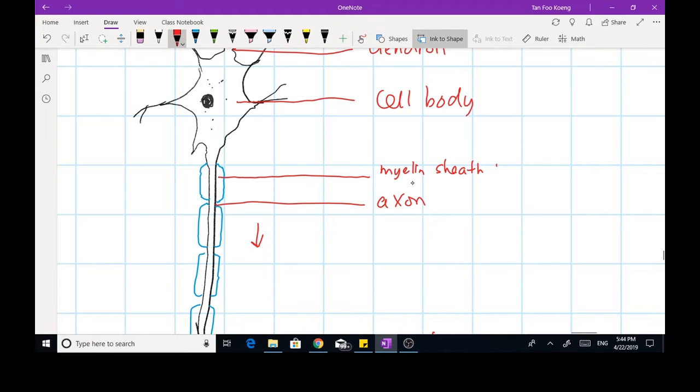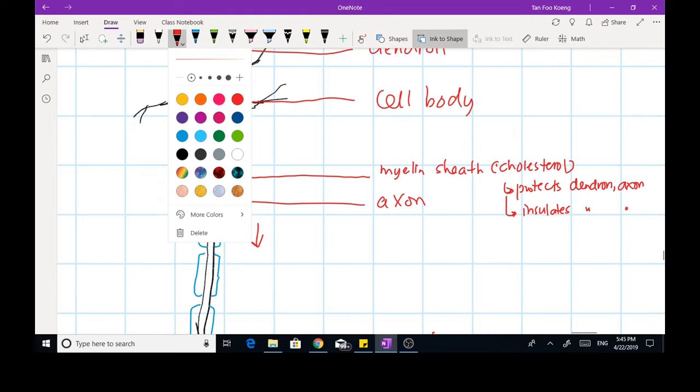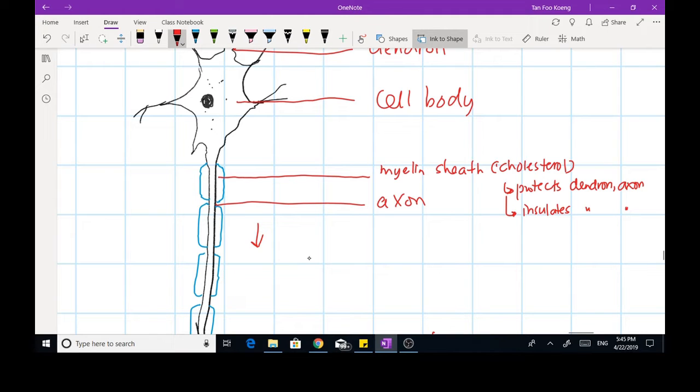Now, the myelin sheath is actually cholesterol. Now it gives protection. Number one, it protects the dendron together with the axon. And number two, it also insulates the axons and dendrons, so that the nerve impulses don't flow along them. Instead of flowing along them, electrical impulses leap from one node to the other node. So the part without the coating is known as the node. This is a node of Ranvier.